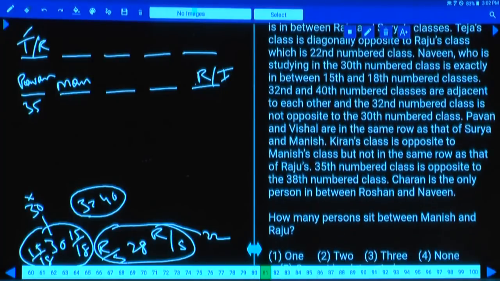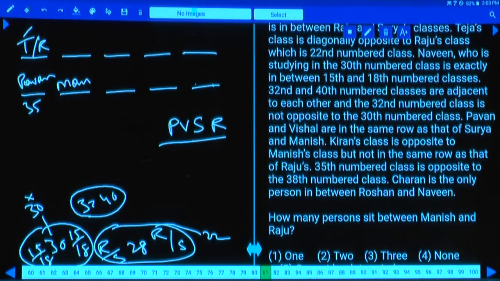Next, Pawan and Vishal are in the same row as Surya. Hence in this row, as Pawan is here, we have Pawan, Vishal, Surya. If Surya is here, Raju must also be there. And how many persons must be here? There are 4 persons. As there are 4 persons, now let us pick this Raju or not.